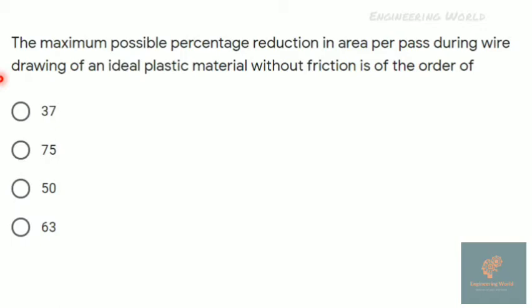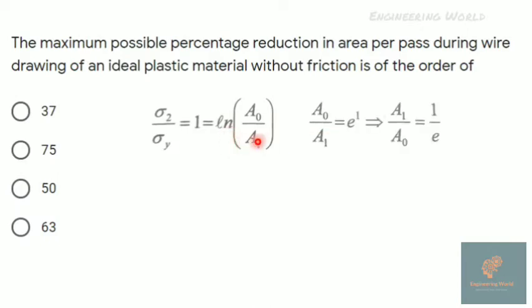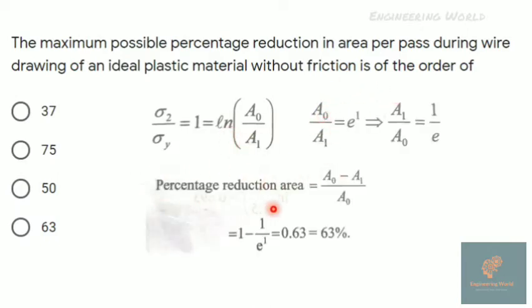Then the next question is, the maximum possible percentage reduction in area per pass during wire drawing of an ideal plastic material without friction is of the order of. Actually, for ideal plastic material without friction, the coefficient of friction is equal to 0. Drawing stress is equal to sigma y into natural log of A0 by A1, where A0 is the initial and A1 is the final cross-section area of the wire. So for maximum, the drawing stress over sigma y is equal to 1. So we get natural log of A0 by A1 is equal to 1. So percentage reduction is A0 minus A1 upon A0, which is equal to 63%. So the correct answer is 63.